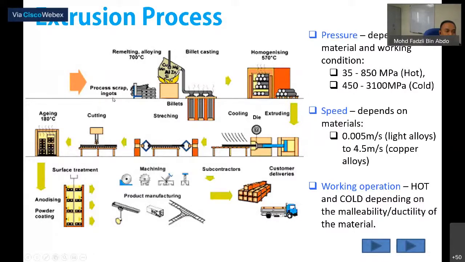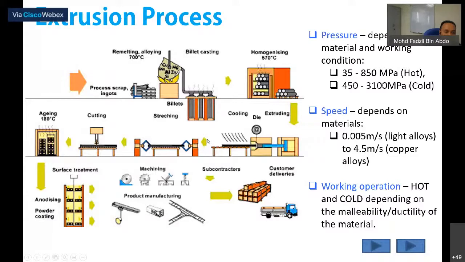Ini adalah contoh extrusion process lah. Dia daripada scrap ingots, kita meltkan dia, and then dia jadi billets, and then kita homogenizekan dia. Homogenize maksudnya kita nak bagi dia homogen lah, dia punya material tu. And then kita extrude. Extrude, kita cooling.